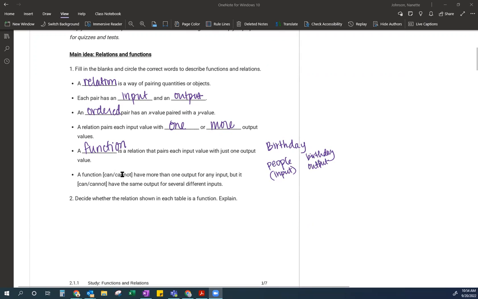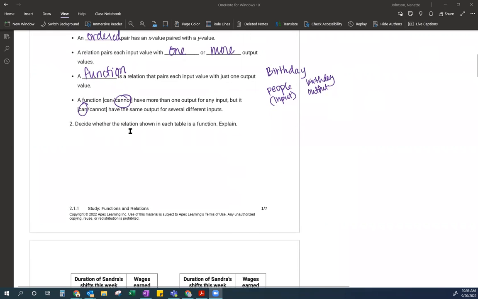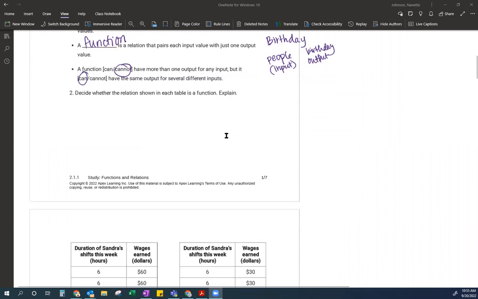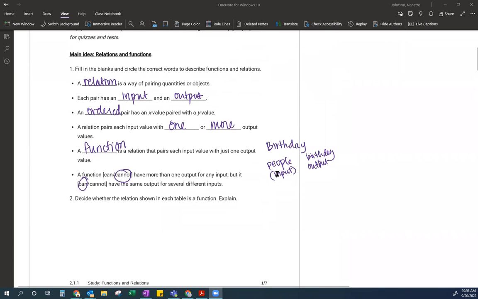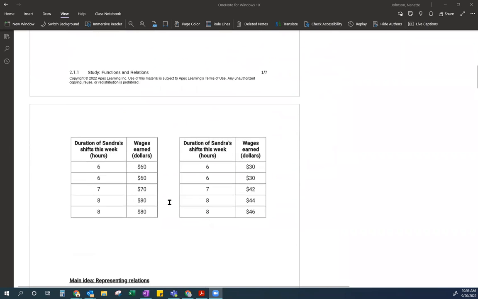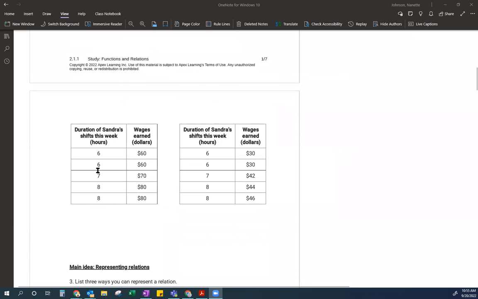Okay, so a function cannot have more than one output, but it can have the same output for several different inputs. It can have several different inputs for the same output. Okay, and then it says decide whether the relation shown in the table is a function and then explain. So again, our definition is each input has only one output.